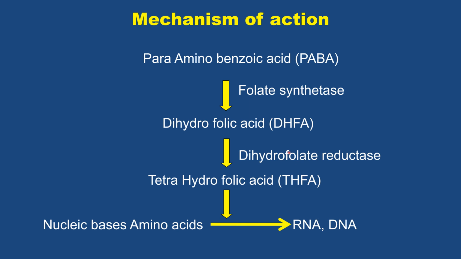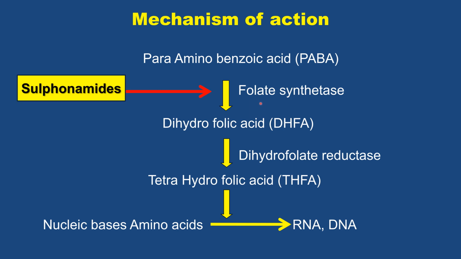Sulfonamides, being structurally similar to para-aminobenzoic acid, competitively inhibit the folate synthetase enzyme, which is a rate limiting enzyme, and they inhibit bacterial DNA synthesis, resulting in bacteriostatic action. The action of sulfonamides is specific to bacteria and they do not affect human cells, as the requirement of human cells is fulfilled by preformed folic acid from the diet.